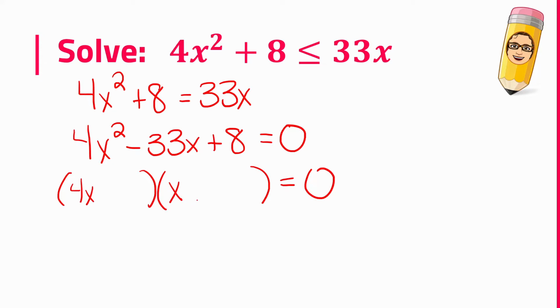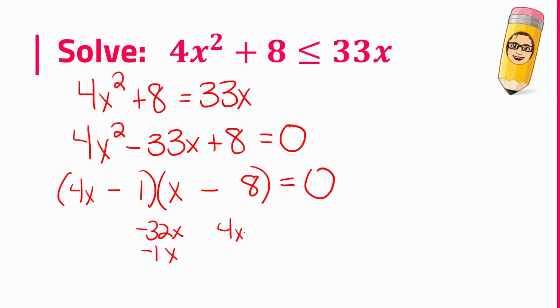Let's go with an 8 and a 1 to make 8. 4x times 8 is 32x. 1 times x is 1x. Both of those being negative will make me 33x, so that'll work. So my two factors, after I factored this equation, are 4x minus 1 and x minus 8.